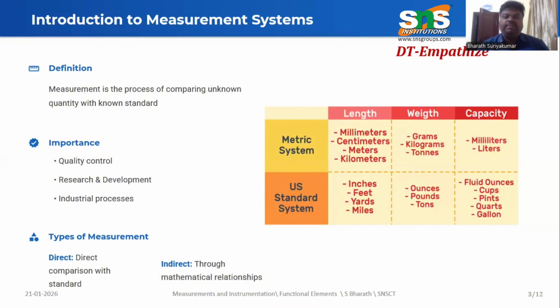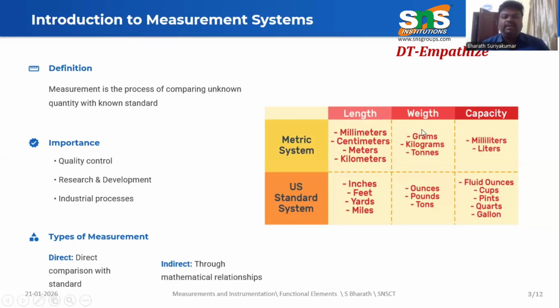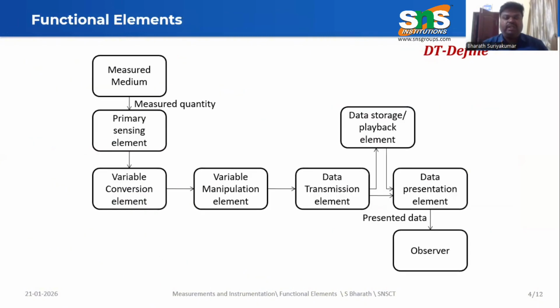So what are the different types of metric systems that are used for these measurements? They are length, weight, and capacity. When we use the metric system, we go in for millimeters, centimeters, and kilometers. Weight, similarly, grams, kilograms, and tons, and capacity, milliliters and liters. When we go for the US standard system, it comprises of inches, feet, yards, and miles, ounces, pounds, and tons, and fluid ounces. So this is the difference between a metric system and a US standard system.